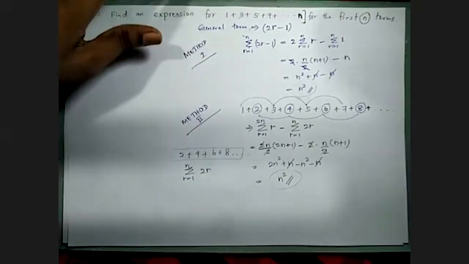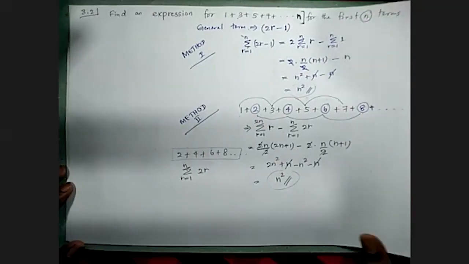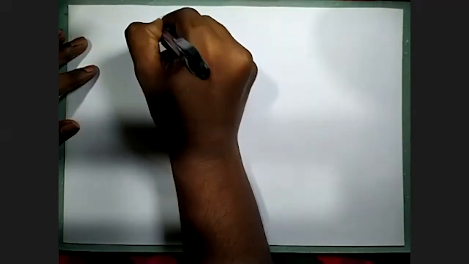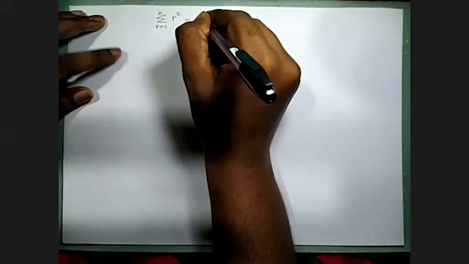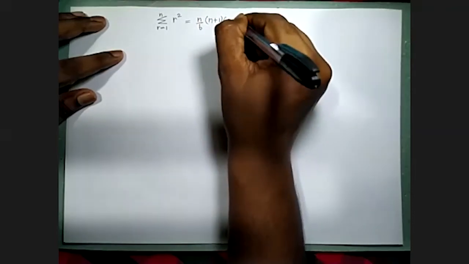Then you have to use this. So 3.1, 3.2 were based on our first theorem. What was the theorem? Sigma r equal 1 to n r answer n by 2 into n plus 1. Now the second theorem. Second theorem is sigma r equals 1 to n r square, that is equivalent to n over 6 into n plus 1 into 2n plus 1. This is the theorem.